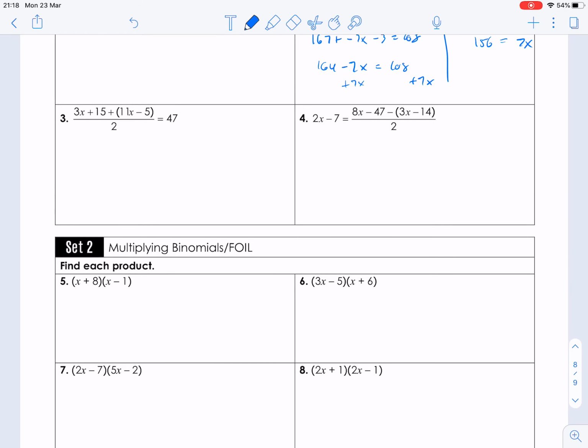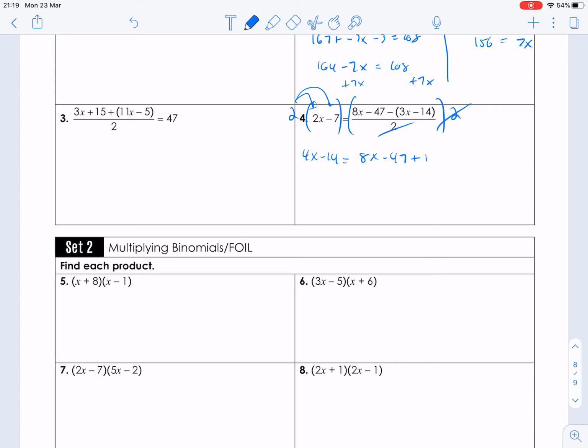We have everything divided by 2. So what do I do from here? What I would do is multiply both sides by 2. When we're multiplying both sides by 2, that gets rid of the denominator. What you do when you have fractions is you multiply by the greatest denominator. In this case, it's 2. So those cancel out. On the left, we get 2 times 2x, 2 times negative 7. So that's 4x minus 14 equals 8x minus 47.